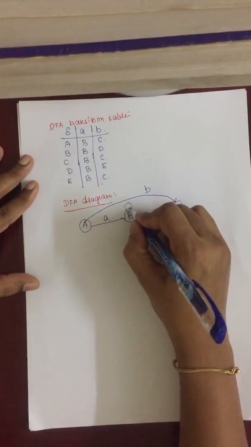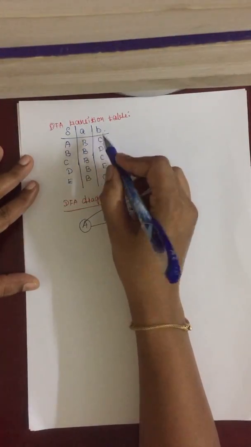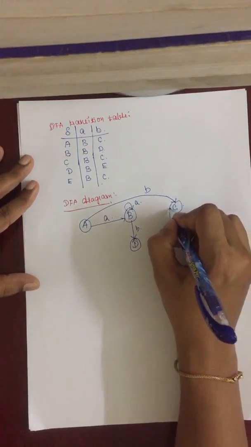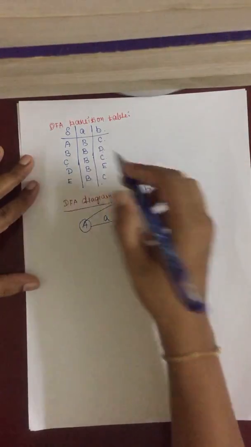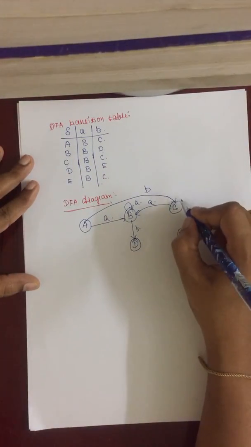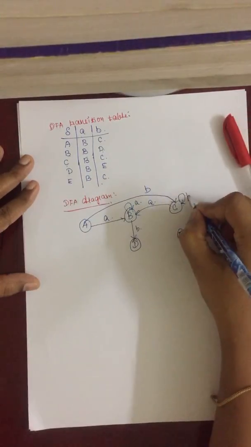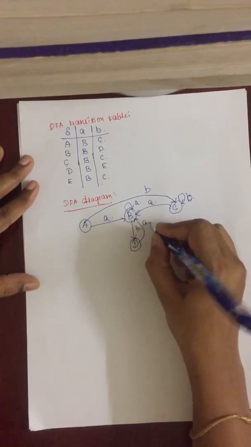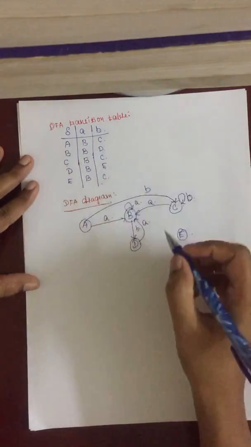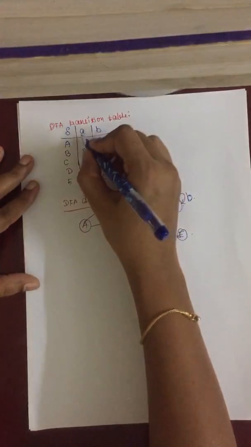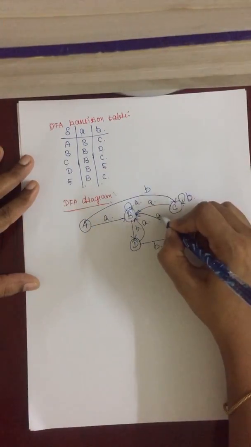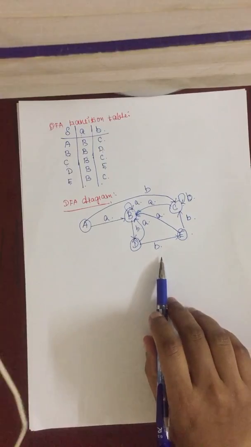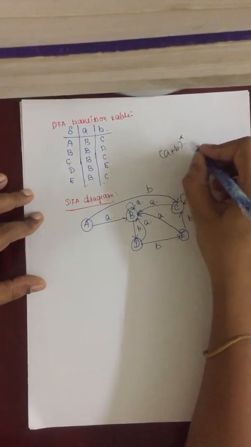B with A, it is remaining in the state B only. B with B, it is going to the state D, right? Then C with A, it is going to the state B. C with B, it is going to the state C only, so make a self loop and write the input symbol. Then D with A, it is going to the state B. D with input symbol B, it is going to the state E. Then E with A, it is going to B. E with B, it is going to the state C. Right? This is the final DFA diagram for the regular expression (A plus B) the whole star ABB.